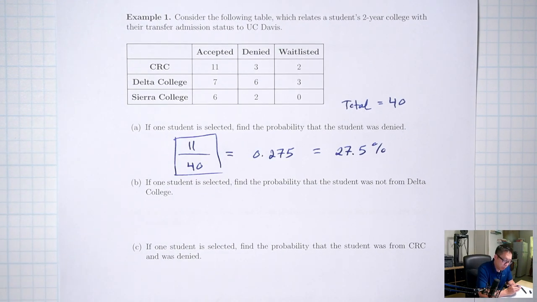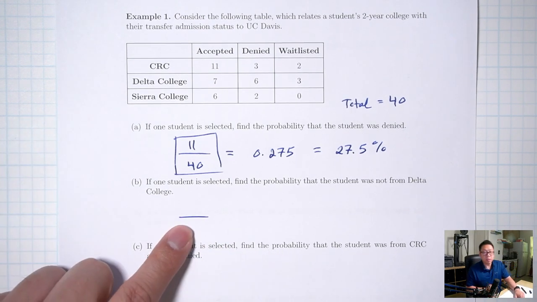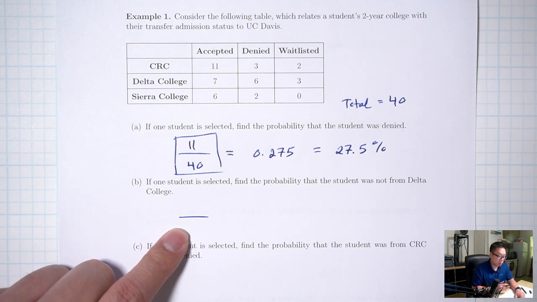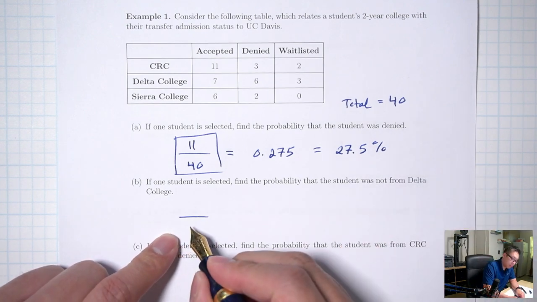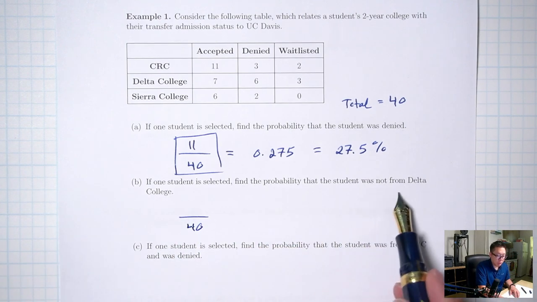Part B. If one student is selected, find a probability that the student was not from Delta College. Okay, again, the bottom is going to be everybody. So everybody would be 40. Up top, how many students are not from Delta College?